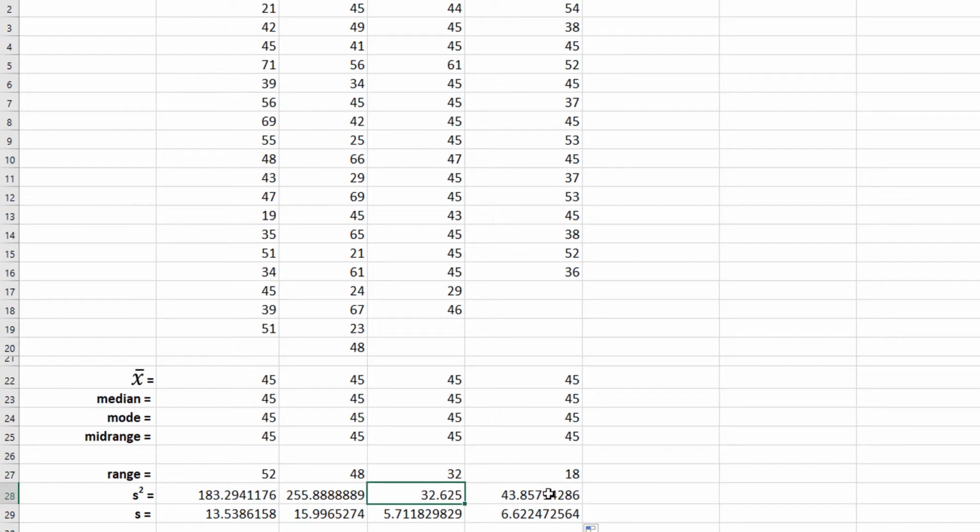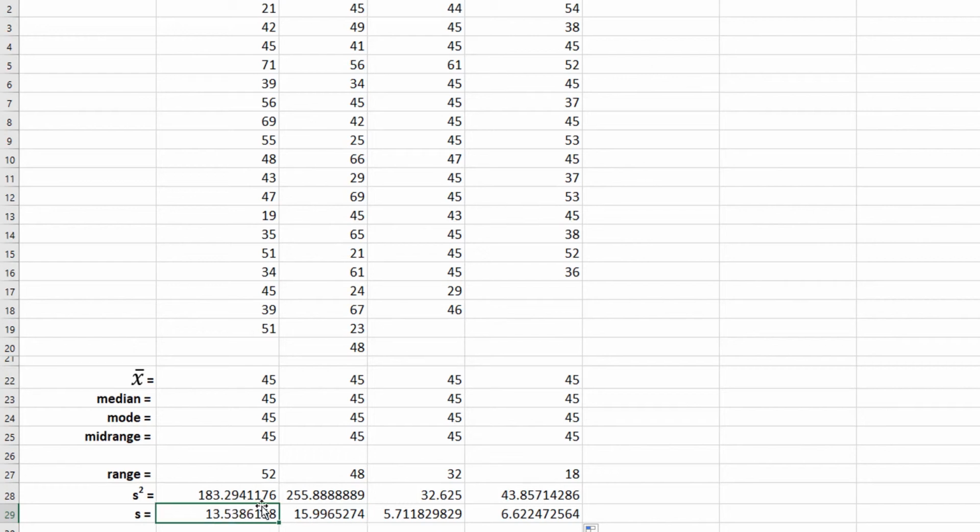Here I have a variance of 32 and change, and here I have a variance of 43 and change, almost 44. And then when I go to standard deviation, because usually when we compare these things, we look at the standard deviations. This one has a standard deviation of 5.7-ish, and this is 6.62-ish. And then if I take a look at these two, their standard deviations are much higher. So let me explain to you what that means.